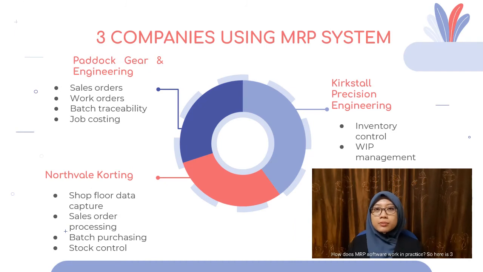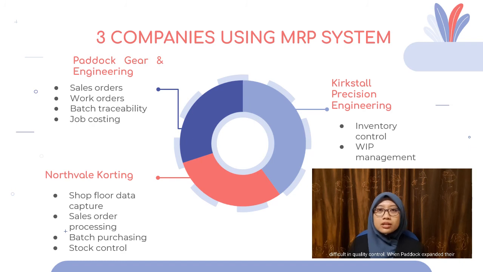Next, how does MRP software work in practice? So, here are 3 companies using MRP software to streamline or expand their business. Firstly is Paddock Gear and Engineering. Paddock Gear and Engineering supplies products to blue chip companies in the power transmission industry. This field of manufacturing has high demand and high standards of product, and quality control is difficult.